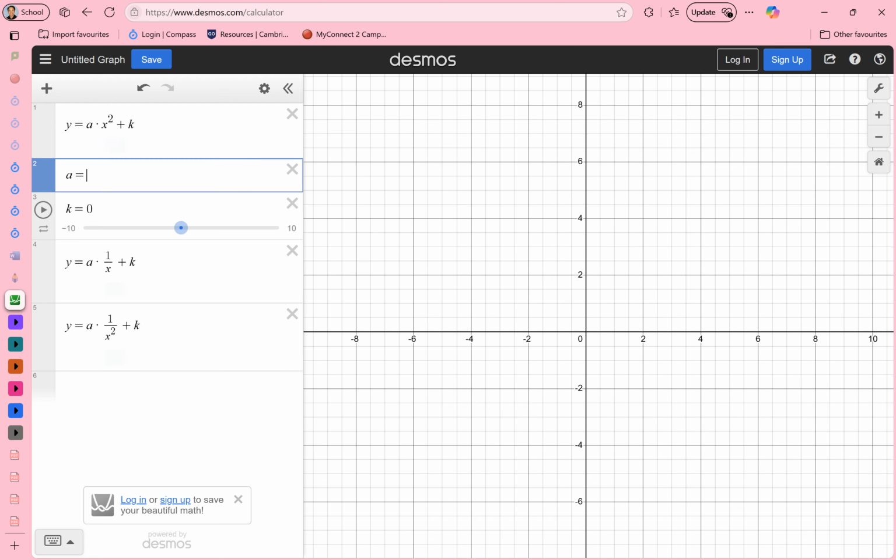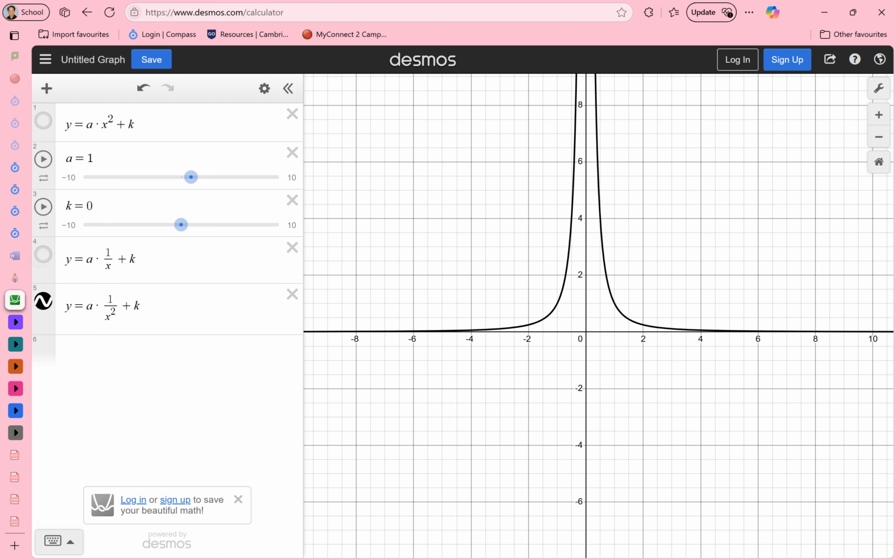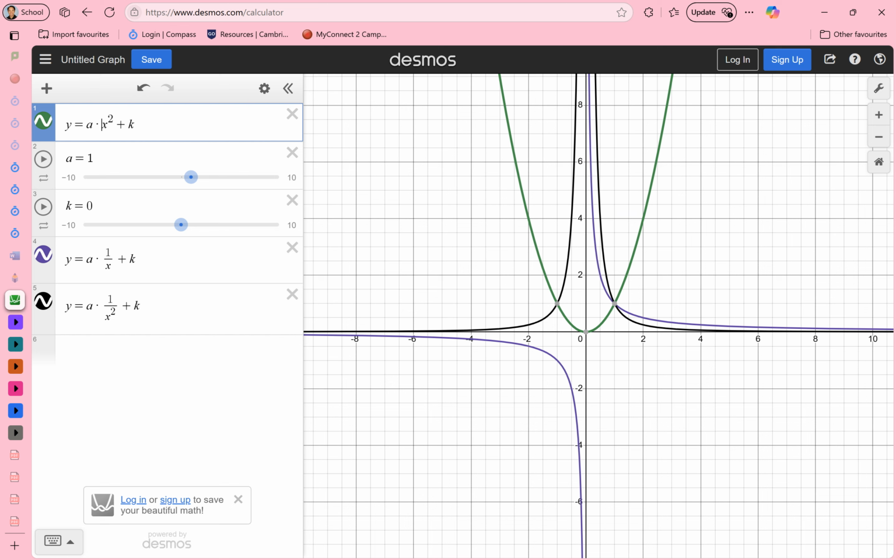I'm going to change this back to 1. So back to all the original graphs. So here's all my original graphs. And let's do the turning point form. So remember, what am I squaring?